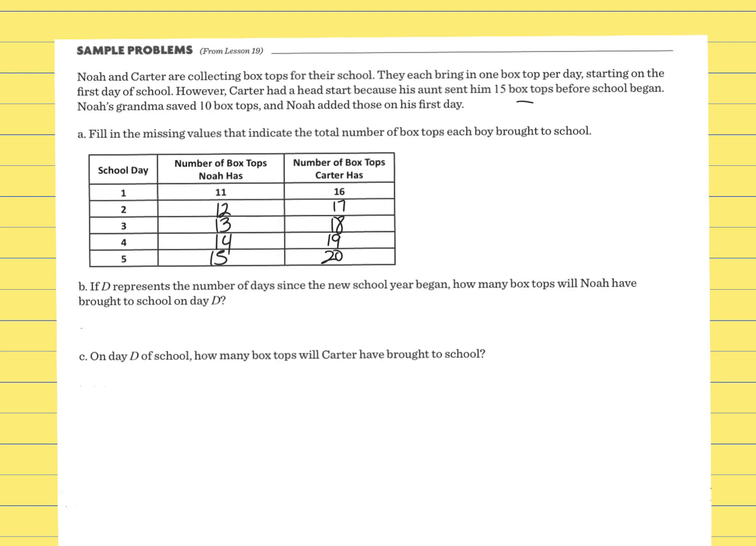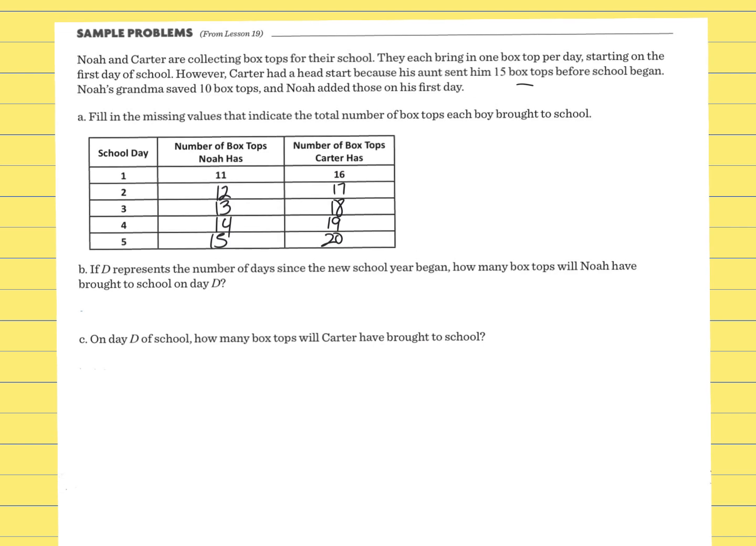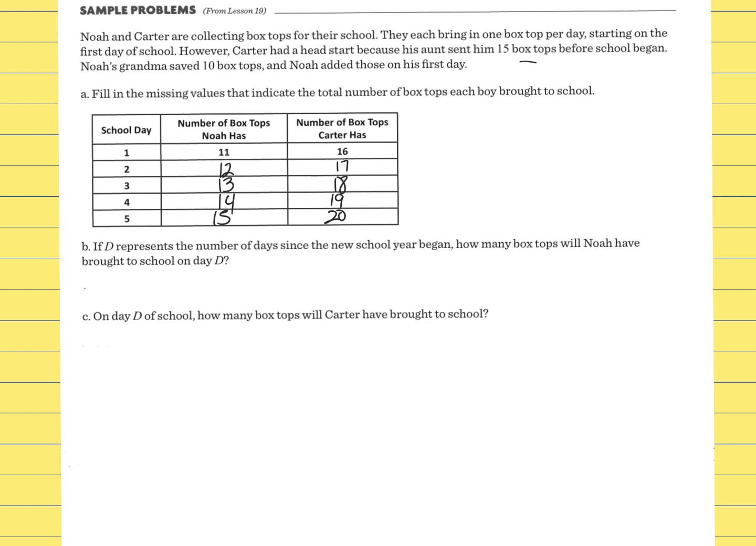And really, guys, I could have gone and submitted, like I could have done Noah's list first and then Carter's list. I just went back and forth. But this isn't a relationship. It's not like when we did the ratio tables and we had to find the relationship between the two, because these are independent from each other. So I could have done Noah's first and then Carter's.